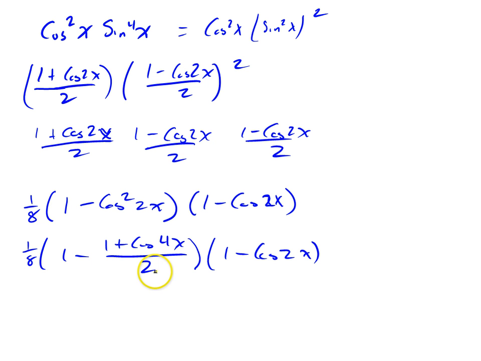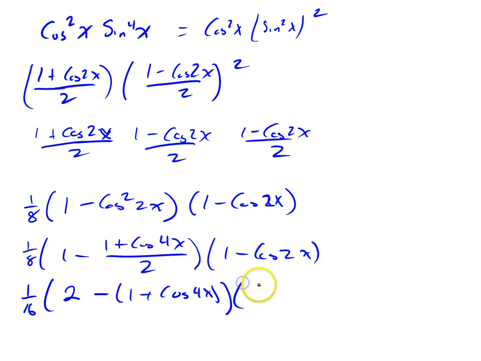I'm going to factor out another 1/2 to get a 1/16 here. When I factor a half out of 1, it leaves me with a 2 minus, and then this stuff, 1 plus the cosine of 4x, and then all this. Okay, I'm minusing this whole thing, so I was careful to put that in parentheses because there's going to be a distributive property there.